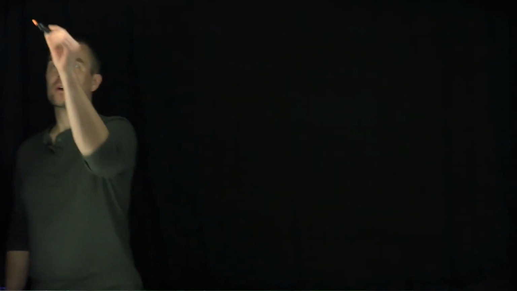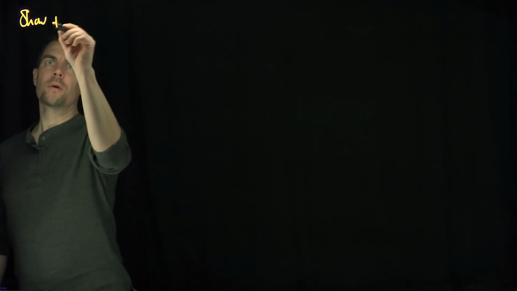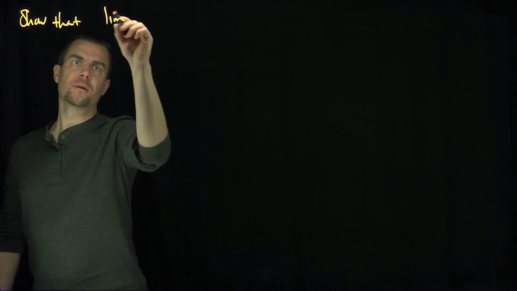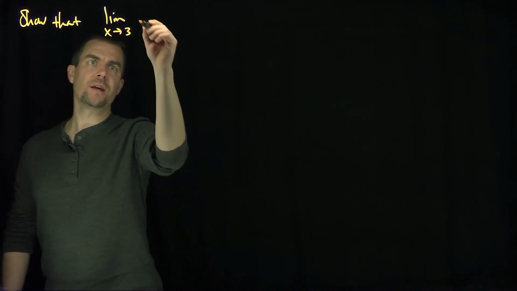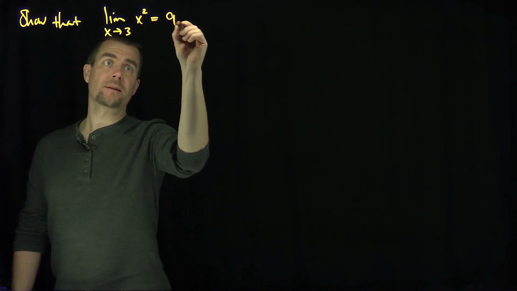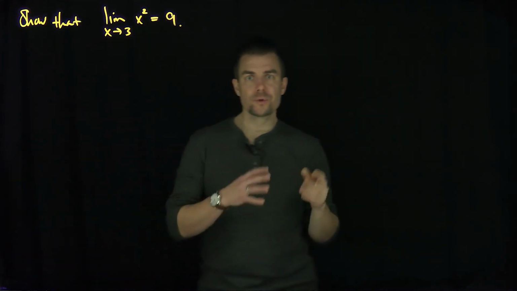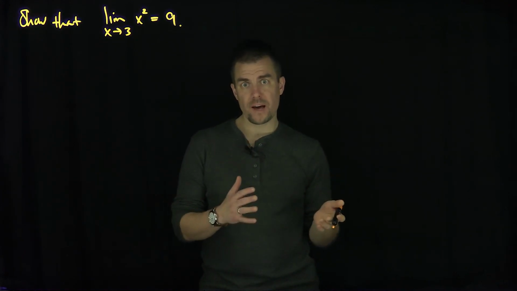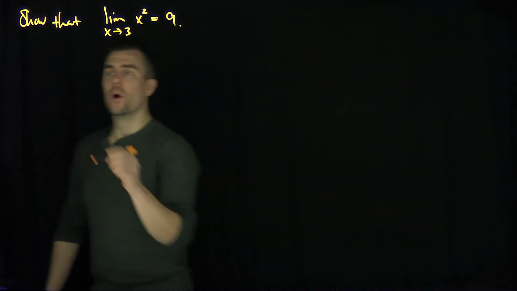Hello students, in this video we use the formal definition of a limit to show that a quadratic function has a limit that exists. Let's show that the limit as x approaches 3 of x squared is what we expect to be equal to 9. And so let's use the approach of saying what do we want to have happen and use that to craft our delta.